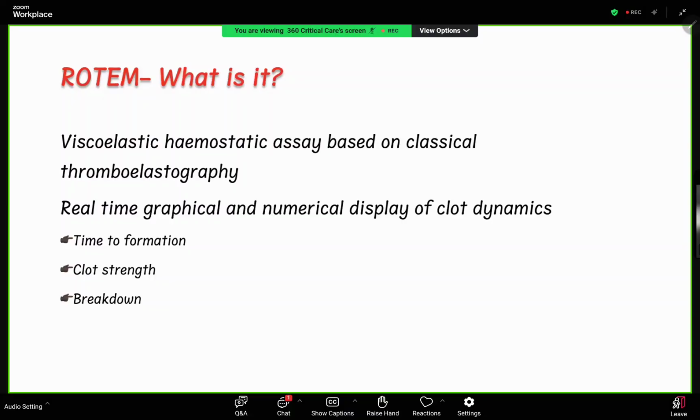Now, real time and graphical, that's what you get in a Rotem. It gives you an idea about the clot, that is the time of formation of clot, the strength of the clot, and how does it gets breakdown or broken down. So it's not only about one phase of the coagulation, it is a holistic representation of the coagulation at different phases at different times.